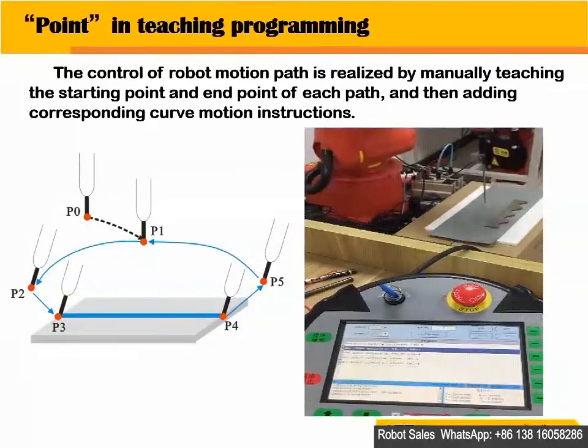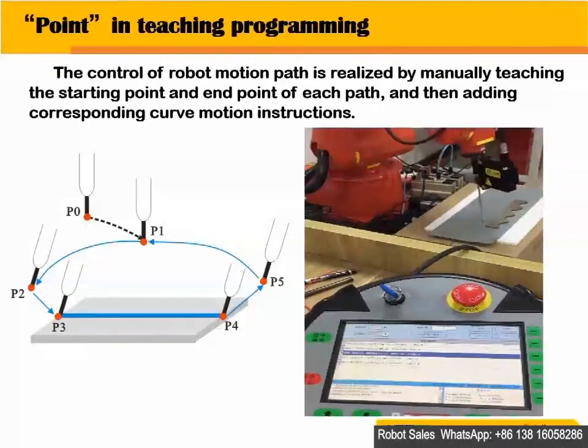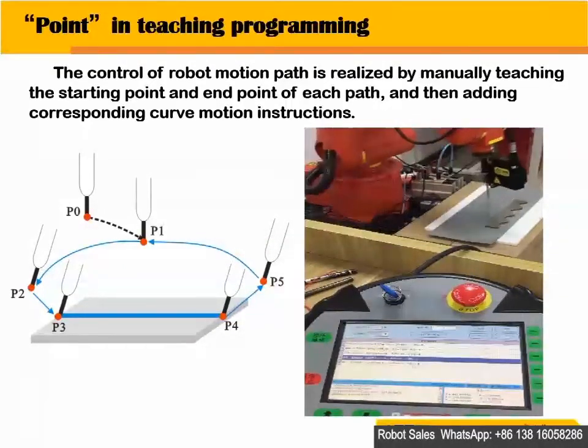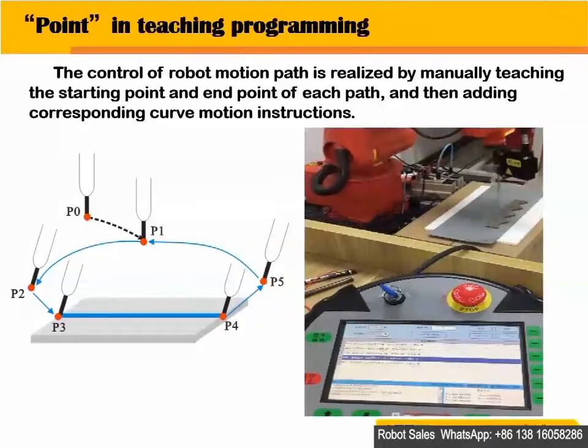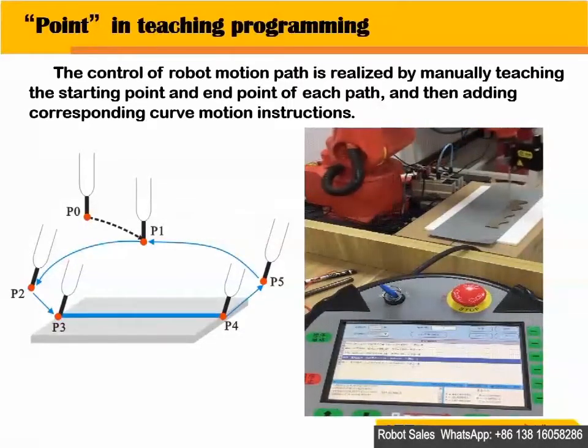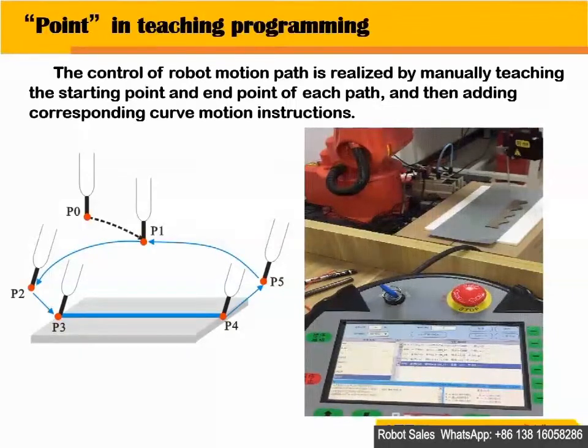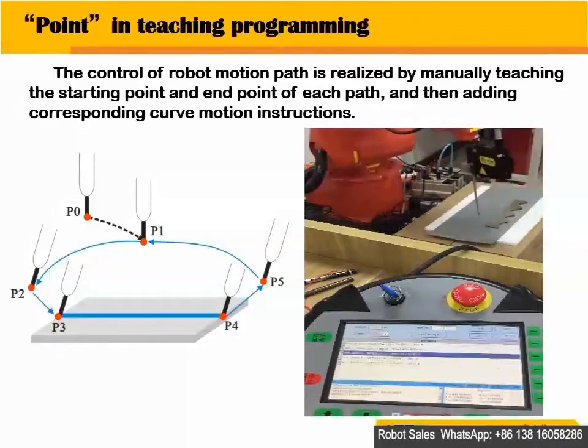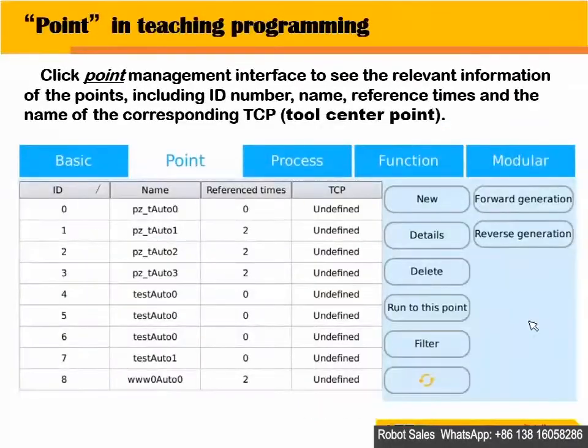The control of robot motion path is realized by manually teaching the starting point and the end point of each path, and then adding corresponding curve motion instructions. Click Point Management Interface to see the relevant information of the points, including ID number, reference times, and the name of the corresponding TCP.